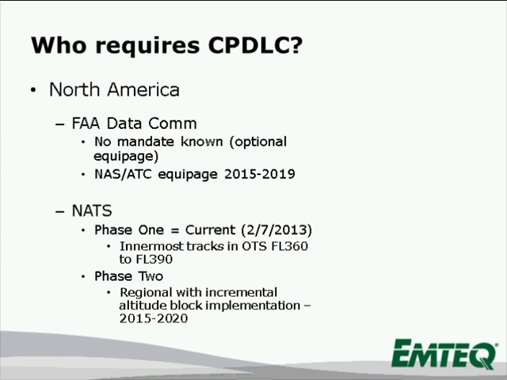Additionally, the North Atlantic Track System, which is where some of the FANS and CPDLC trials took place, right now, aircraft equipped with CPDLC have the benefit of using the innermost tracks between flight level 360 and flight level 390. The benefit of this is these are typically the shortest distances between North America and Europe on the North Atlantic Track System, and this obviously provides the best winds, the best fuel burn, things like that. So it's a means of cost saving.